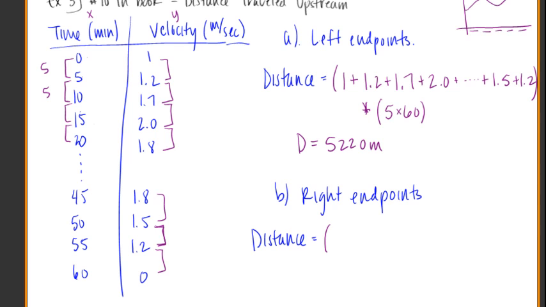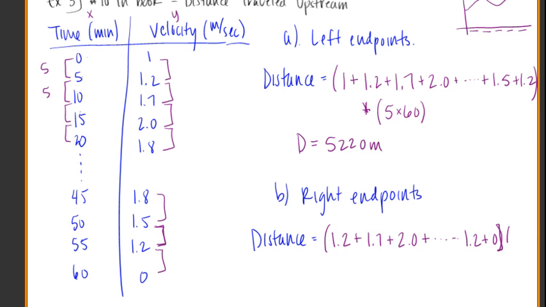So the interval from 0 to 5 minutes, or velocity from 1 to 1.2, I'm actually going to start at 1.2. And the next one from 1.2 to 1.7, I'm going to choose 1.7. 1.7 to 2, I'm going to choose the 2.0. And as you can kind of get the idea going through there, the 1.8 to 1.5, I would go with 1.5. The 1.5 to 1.2, I'm going to go with 1.2. And the 1.2 to 0, I'm going to go with 0.